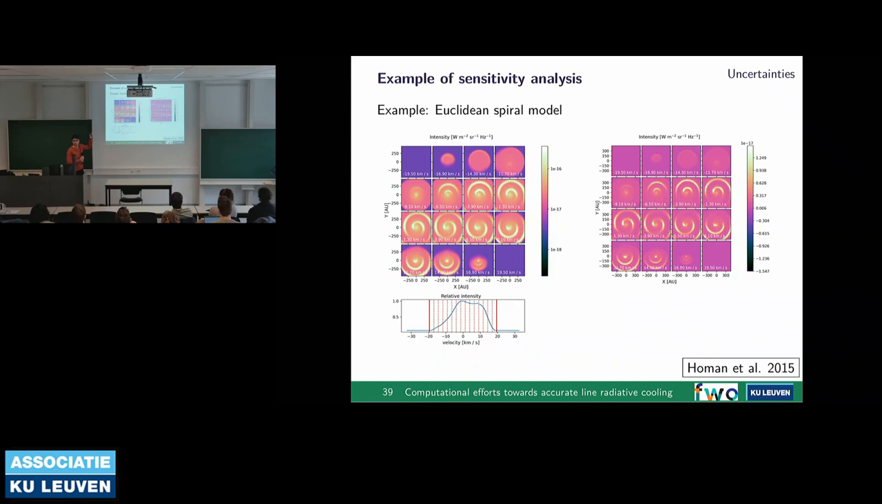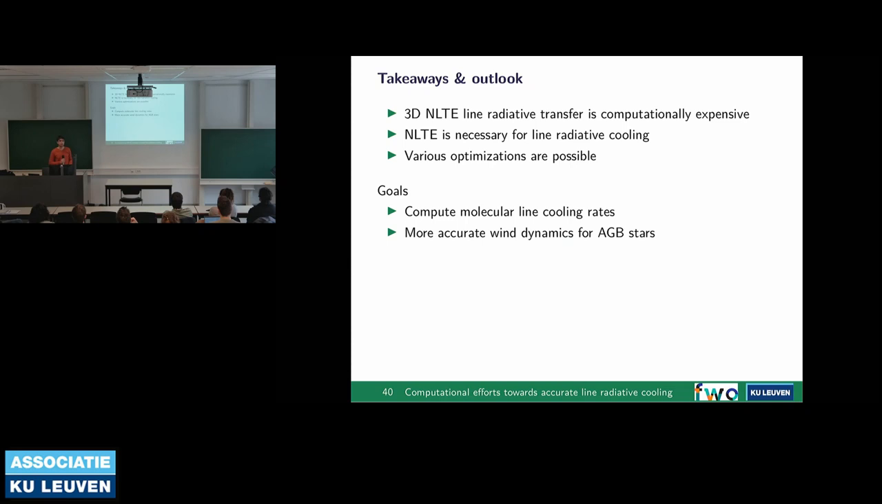And that's it for the seminar. There's a few things I'd like you to remember. Mainly, 3D NLTE radiative transfer is very computationally expensive, but we need the NLTE part in order to calculate radiative cooling. But luckily, we have some optimizations to make the computations a bit cheaper.